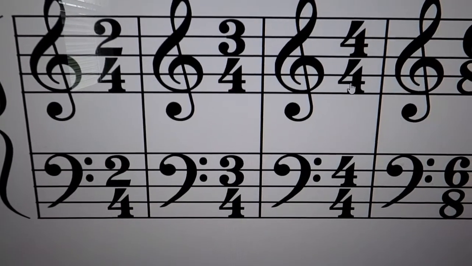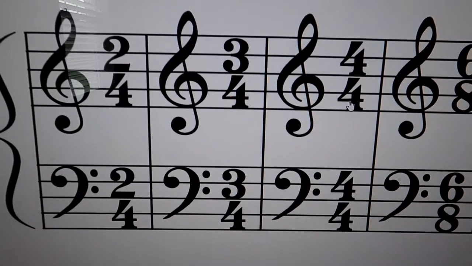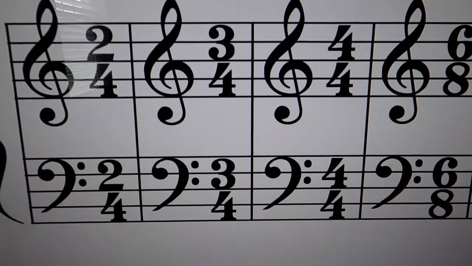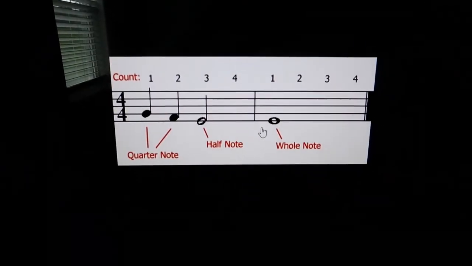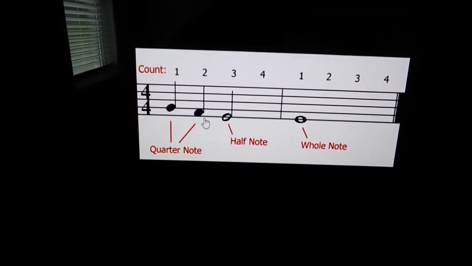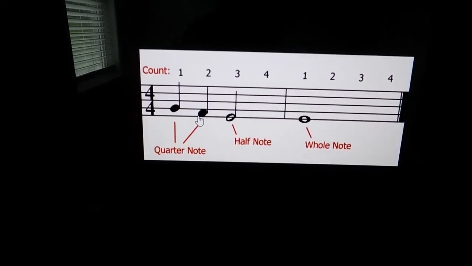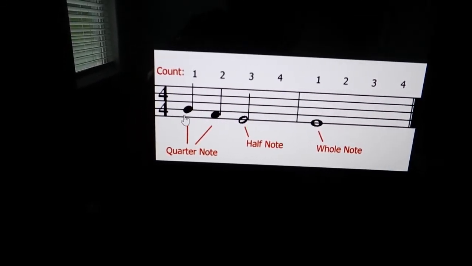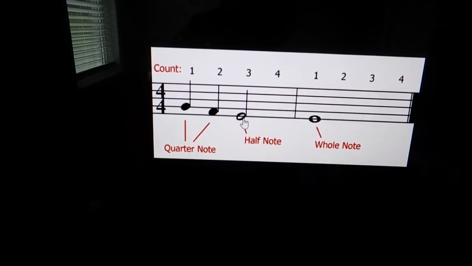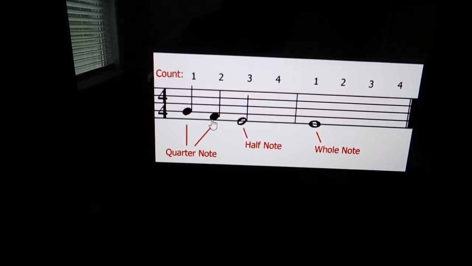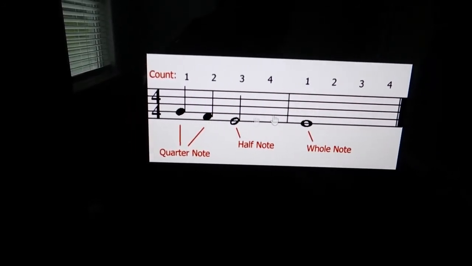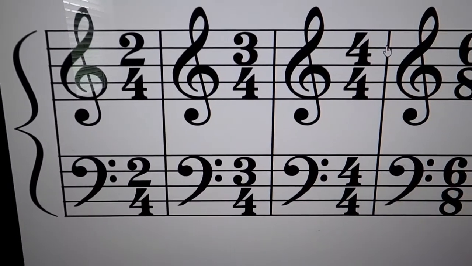So just for our lesson today, let's review the whole note, the half note, and the quarter note. With the 4 in the bottom, the whole note gets 4 beats, the half note gets 2 beats, and the quarter note gets 1 beat. When we have a 4 in the bottom, the eighth note gets half a beat. I just wanted to introduce this whole concept.